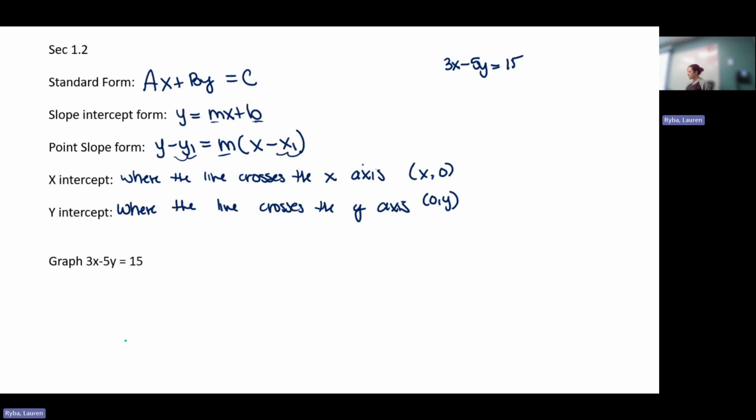So if I were to plug in 0 for x, it basically just makes this piece go away, right? Because anything times 0 is 0. So then all I'm left with is negative 5y equals 15. Okay, if I divide then by negative 5, y is negative 3. So that means my graph is going to cross down here at negative 3.